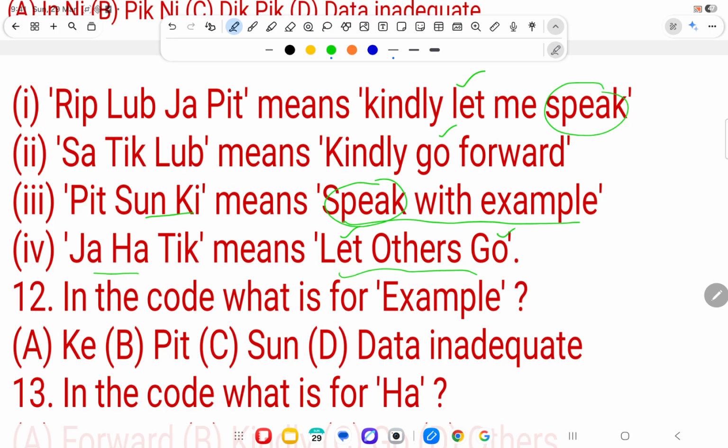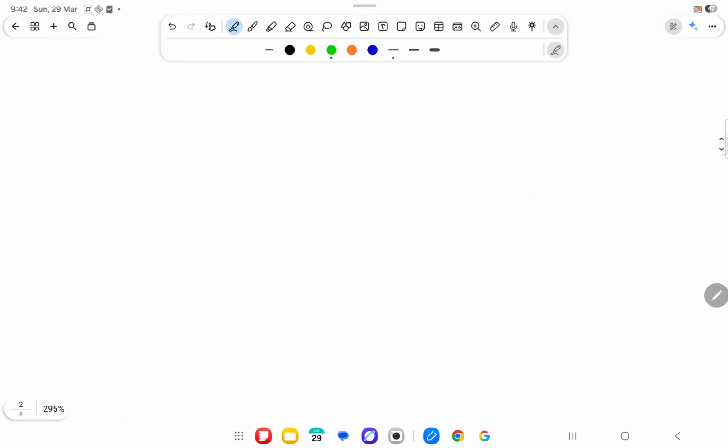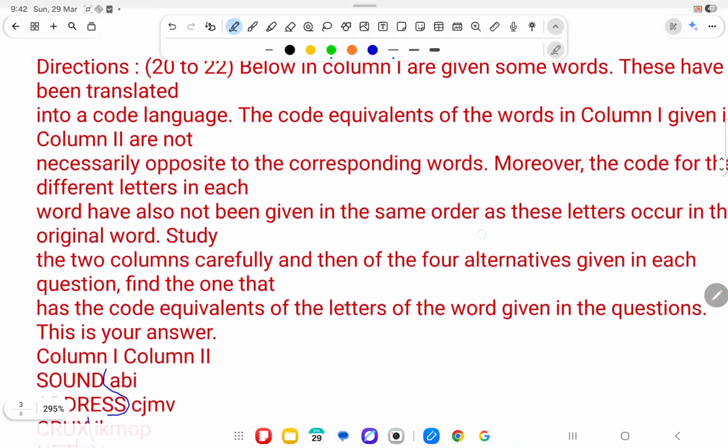With, is with repeated anywhere? No. So with and example are not repeated. So with can take either sun or ki, or example can take sun or ki. So data inadequate. But even though options are not given, only sun is given, so ki is not given. Even so, we need to go with data inadequate. Next.